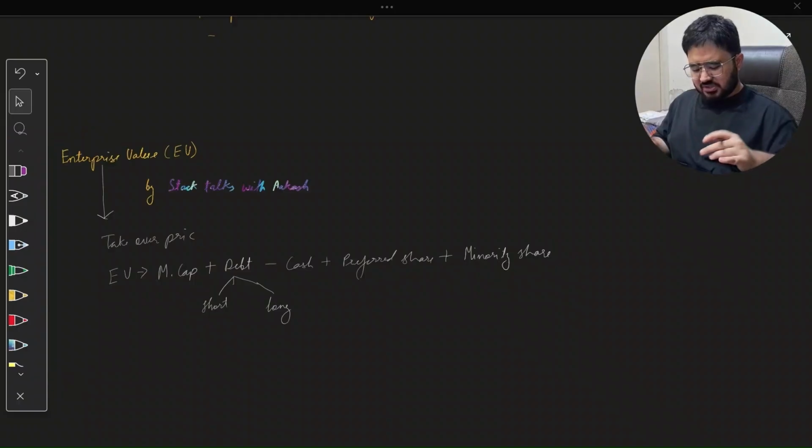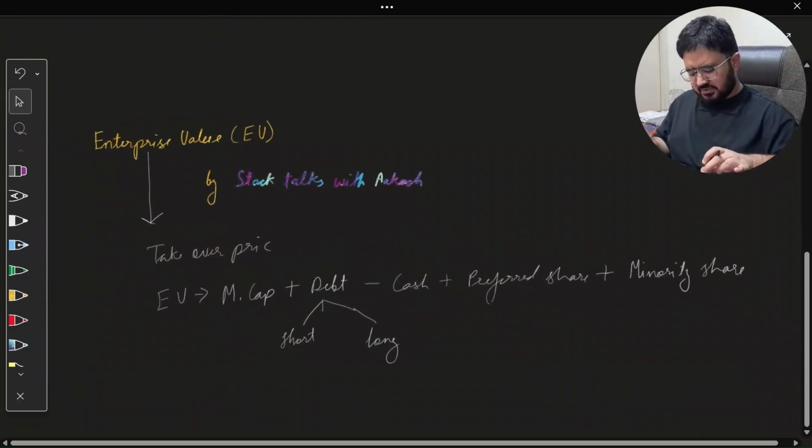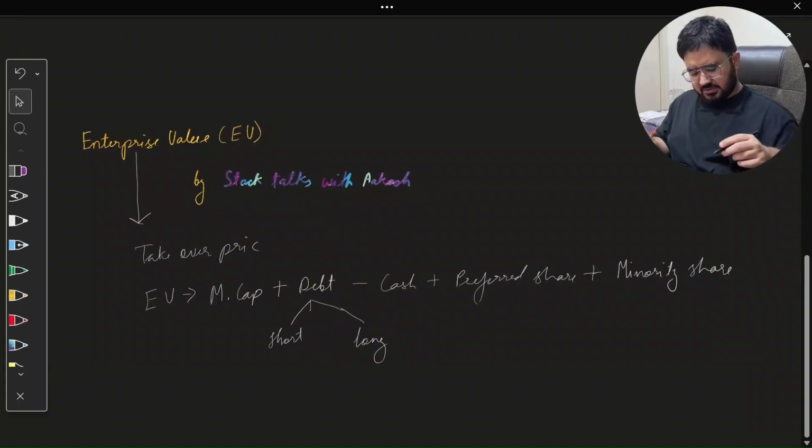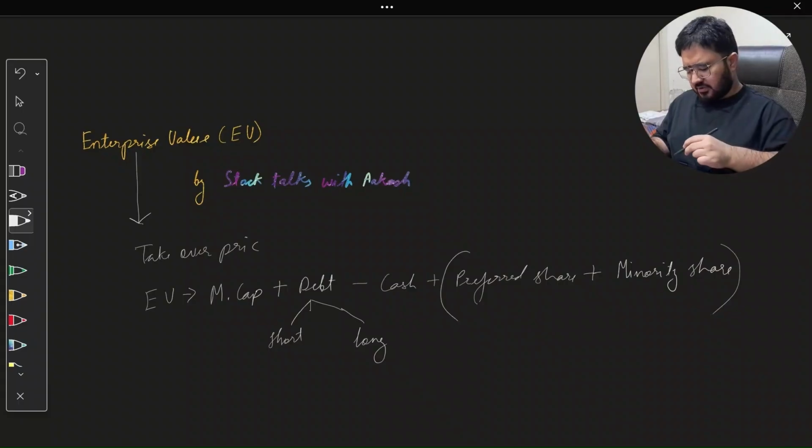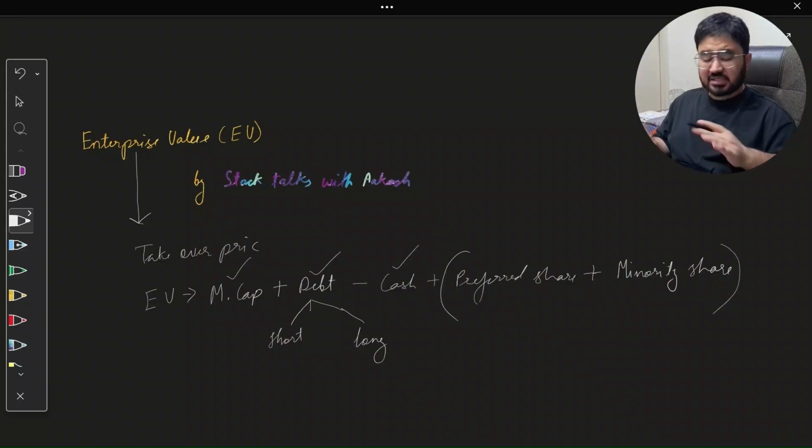Okay, so just to understand, we will focus on these three things first. Okay, ignore for now. These three are major. Okay, market cap plus debt minus cash. So that is nothing but enterprise value. If the company has issued preferred shares, then it would be included. If the company has invested in some kind of subsidiary, then the minority shares is also a part of enterprise value. And let's just first calculate it.